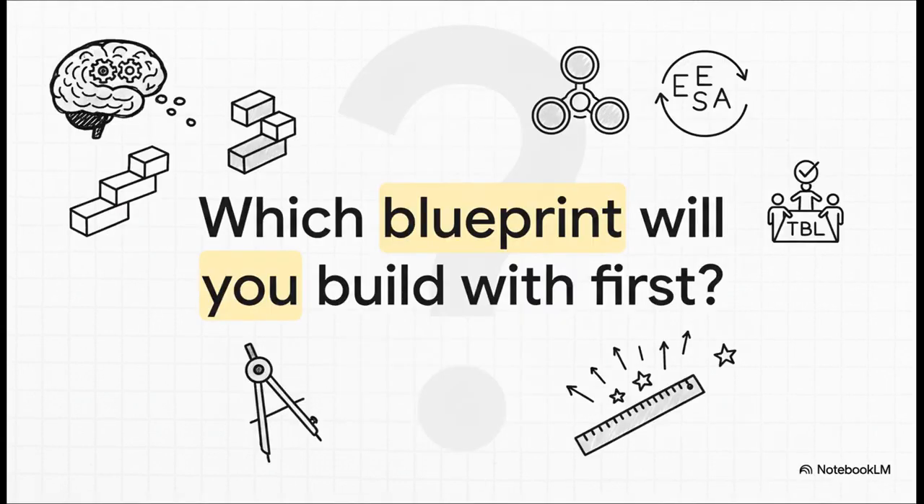Which leaves us with one final question for you to think about. When you picture your own students and your own goals, which one of these blueprints, the structured PPP, the flexible ESA, or the communicative TBL, are you going to build with first?